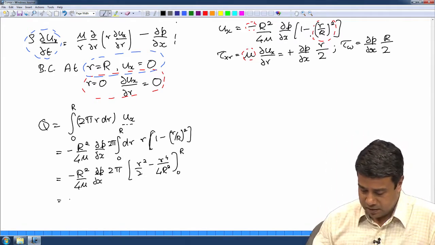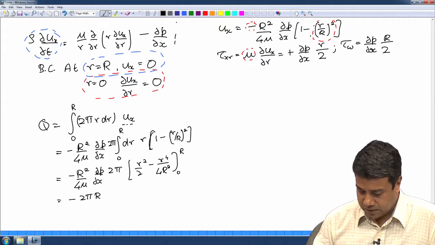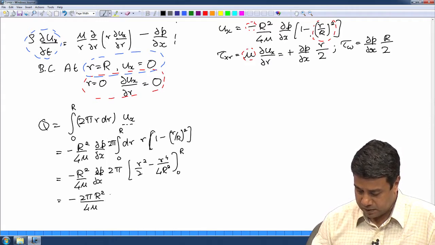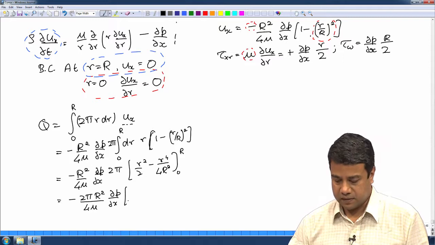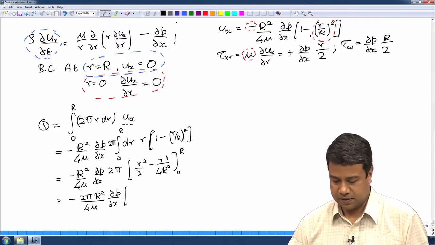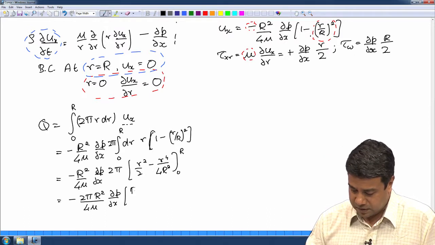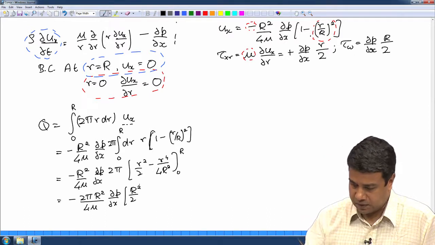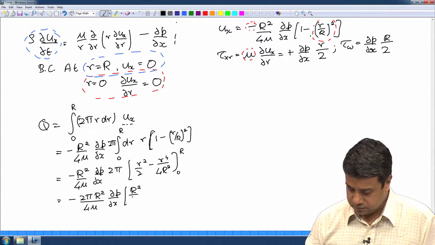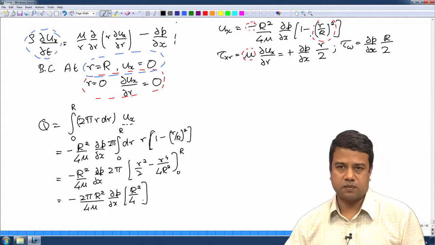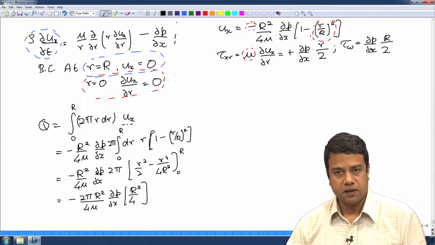So, this gives me minus 2 pi R squared by 4 mu into dp by dx. At 0, both of these terms are 0. At capital R, I just have to substitute capital R here. So, I will basically get R squared by 2 minus R squared by 4. 1 by 2 minus 1 by 4 just gives me 1 by 4. So, that is the flow rate in this pipe, the volume transferred per unit time.